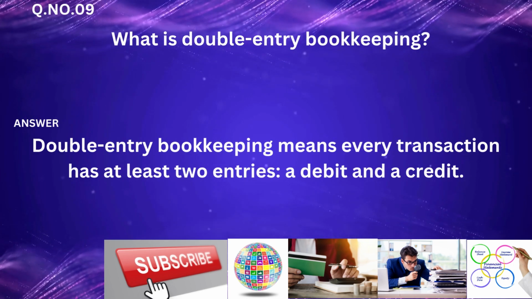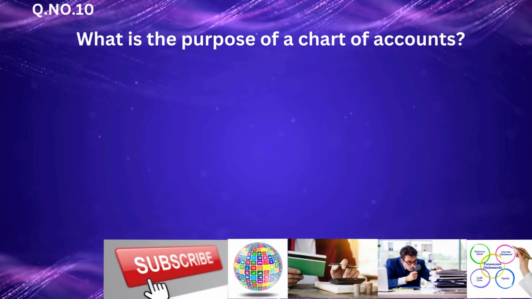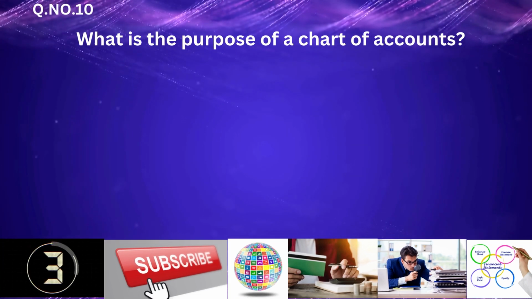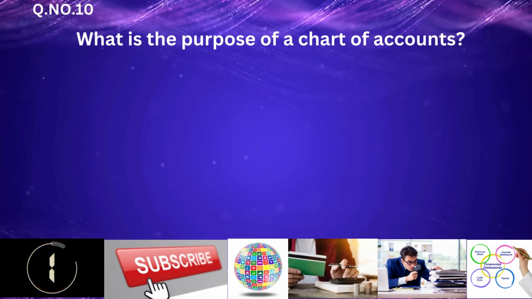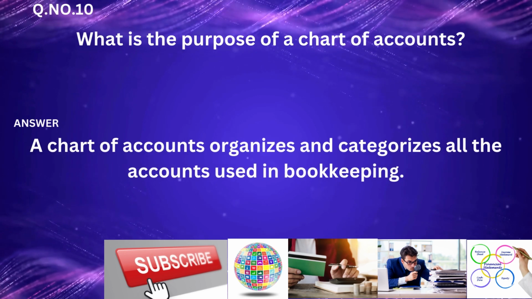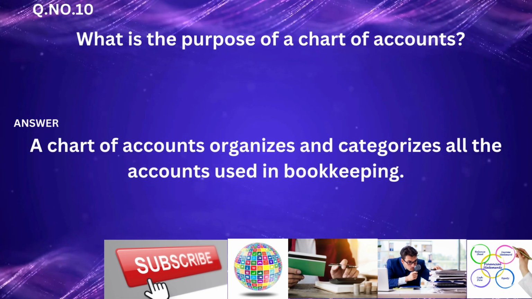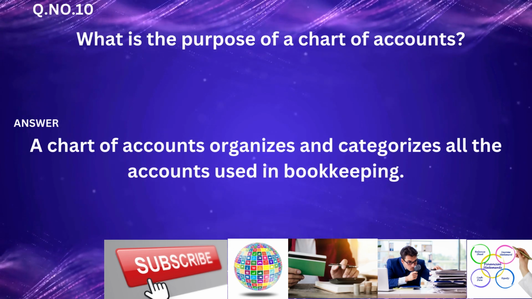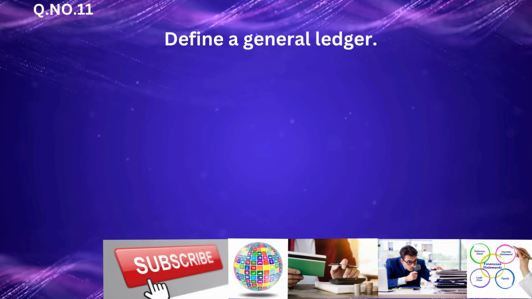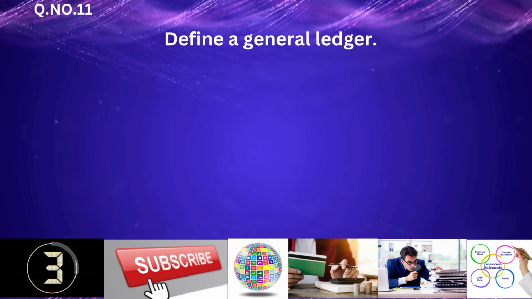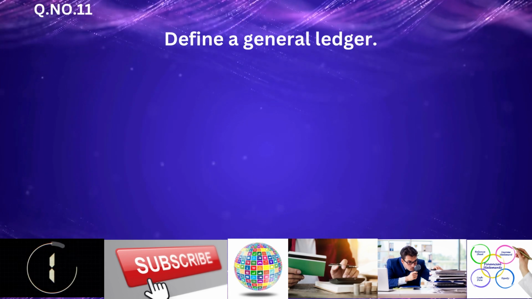Question 13. Define a debit in bookkeeping. Answer. A debit is an entry that represents an increase in assets and a decrease in liabilities or equity. Question 14. What is a balance sheet used for? Answer. A balance sheet shows a company's financial position at a specific point in time.